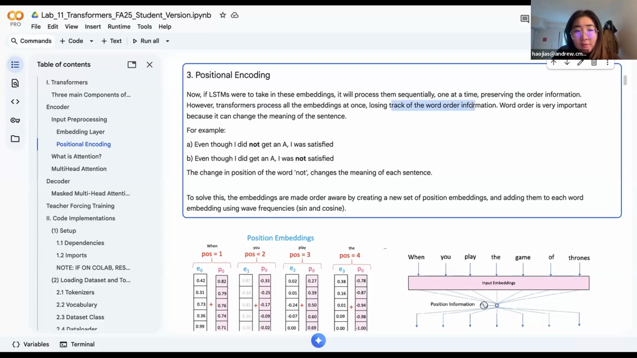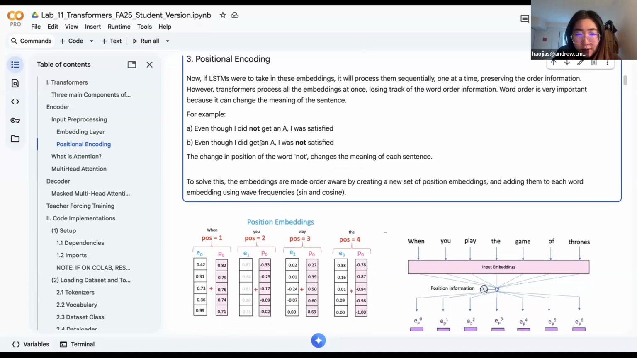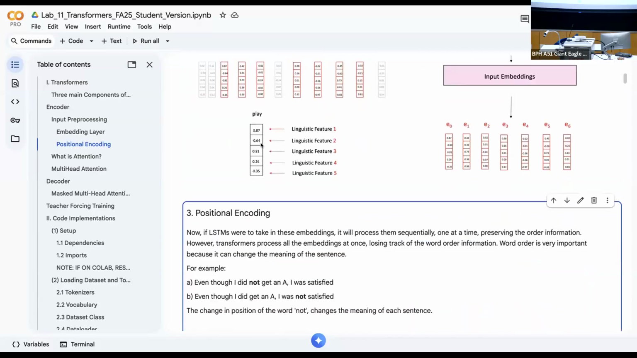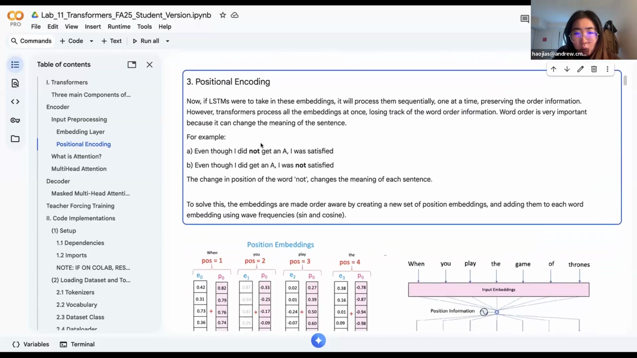And it is very important because, for example, if the position of the word "not" is changed in the sentence, it can mean very different things, even though all the other parts in the input sequence are not changed. So we want to have this position embedding to create this order information and then add them to each word embedding.